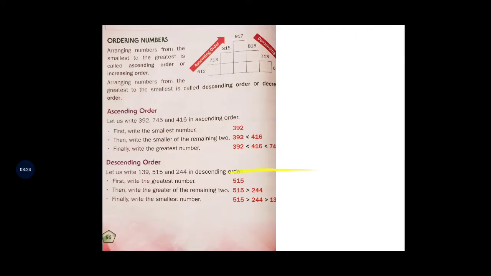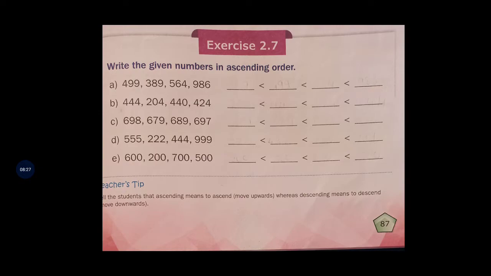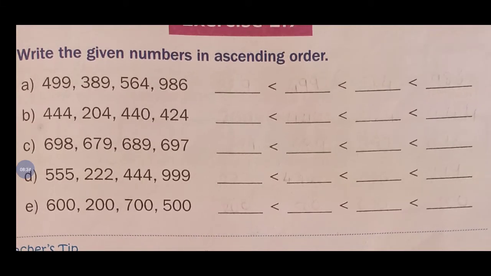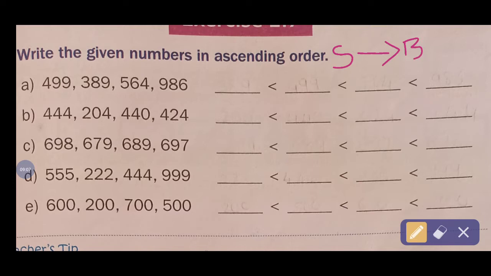Okay, now children, we'll do the problems also, which is ascending and which is descending order. One by one we'll write it. Write the given numbers in ascending order. Ascending order means you can see 499, 389, 564, 986. In these four numbers, ascending means small to big. Keep in your mind, S to B, small to big. Okay, children?